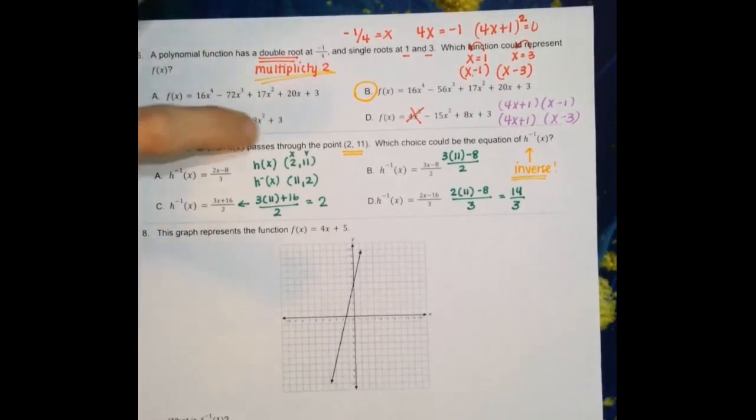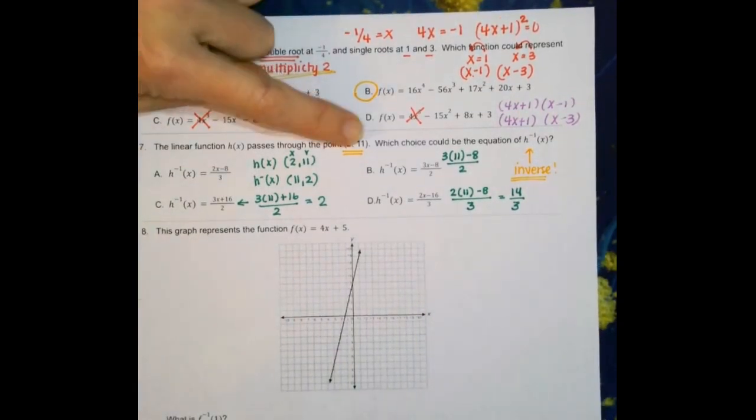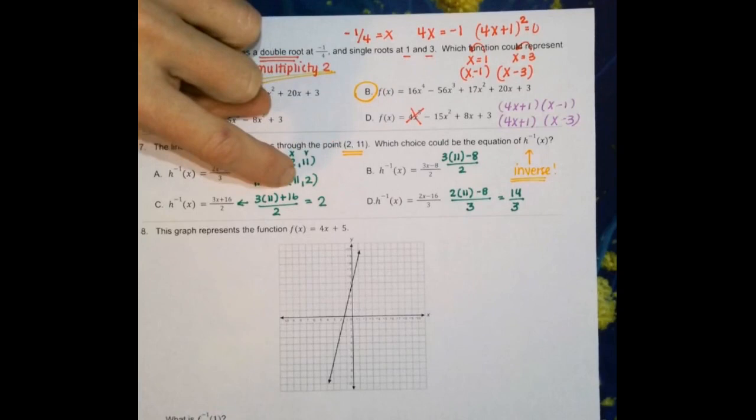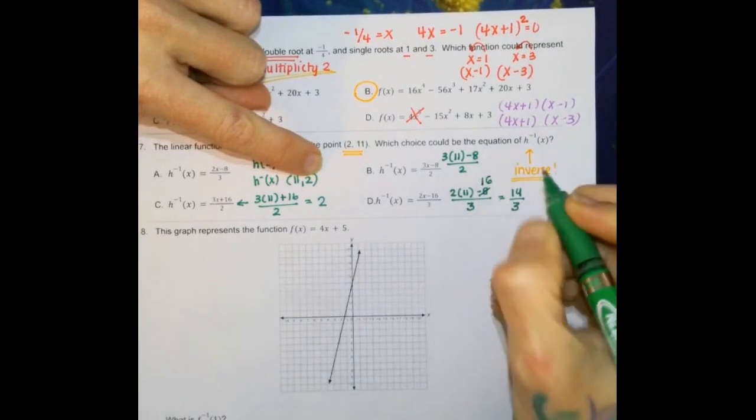If h of x passes through 2, 11, what choice would be the equation of h of negative 1? And that means they would flip. X has to be 11, the output would be 2. 2 times 11 is 22. Minus 8 is 14. Minus 16. Hello. Found it. Sorry. Blind moment.